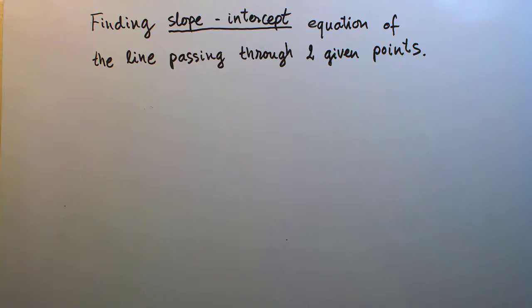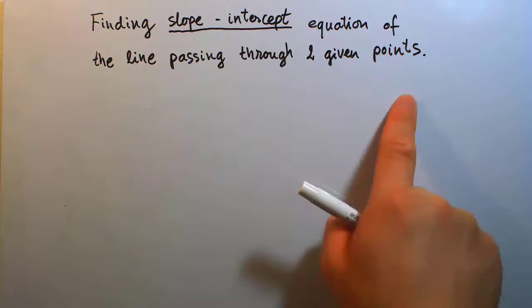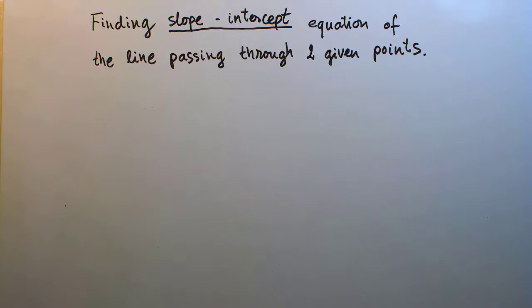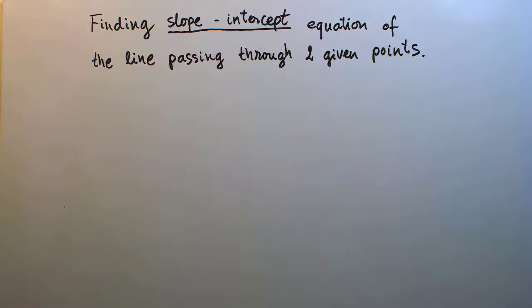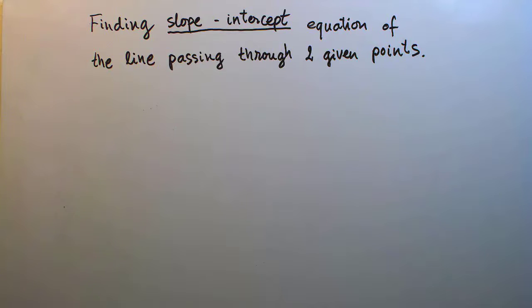Alright, so now we're going to be learning how to find a slope-intercept equation of the line passing through two given points. So let's look into my graphing papers here. It's a computer screen, but it's working as my electronic graphing paper here. So what you have here is a situation where you have a line that is passing through two given points here. One point we have here on the left is the point with coordinates -1, 3, and the other point has coordinates 2, 1.